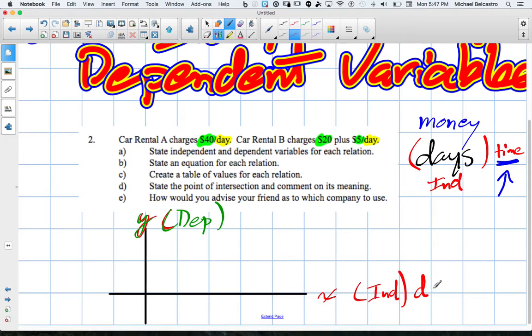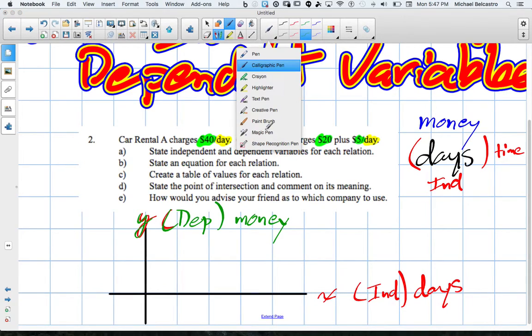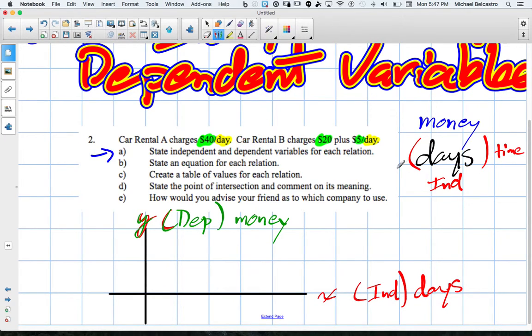So we're going to have days on the x-axis, and money is going to go on our y-axis. That's the dependent variable. This is a general overview of what our graph will look like. I know I spent a lot of time on this, but I want to make sure you understand that idea. When we transferred it to time, it makes more sense. Time can affect your money, but money can't really affect time.